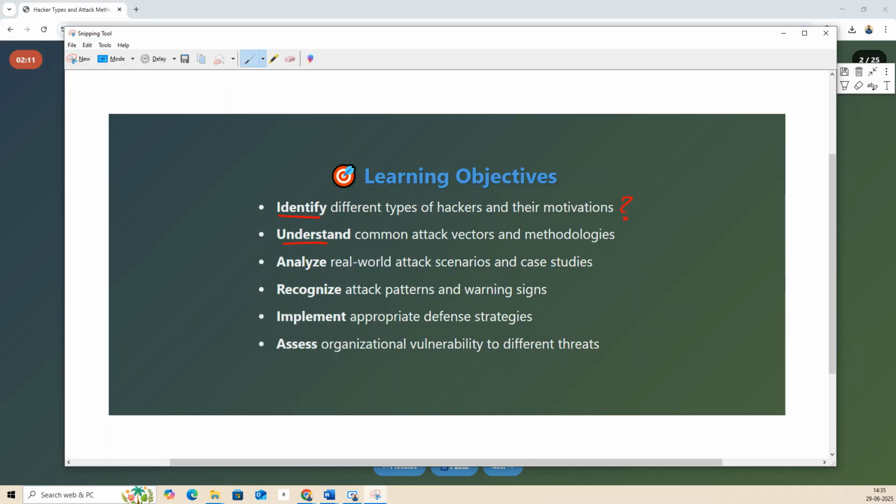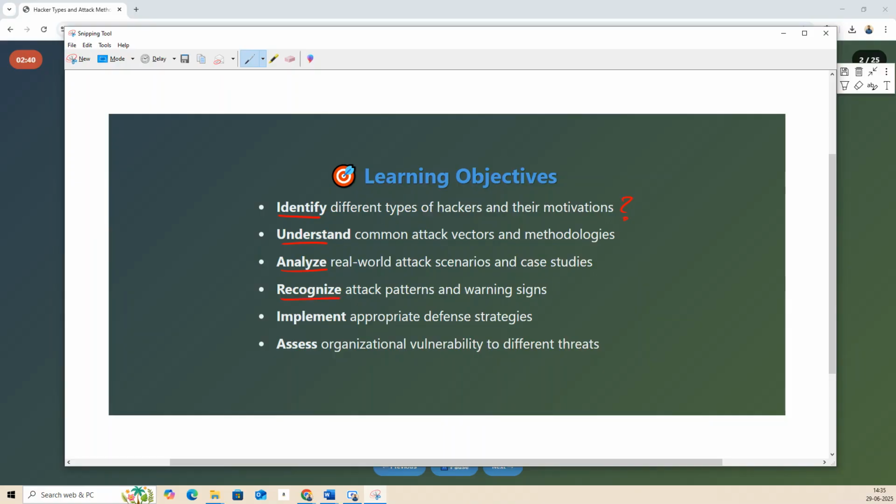Secondly, you'll understand common attack vectors. I'm going to show you exactly how attackers think, how they plan their attacks, and the specific techniques they use to compromise systems. Third, we'll analyze real world scenarios, not hypothetical situations, actual attacks that happen to real organizations. Some of these cases made international headlines as well.